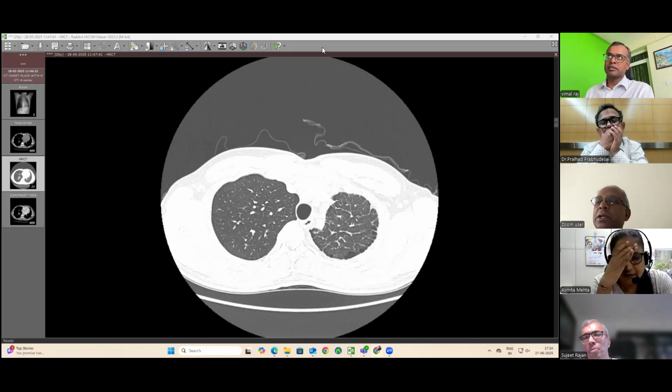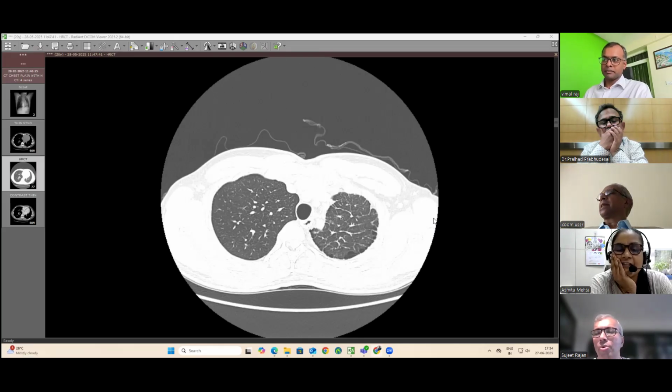And I think what we're seeing quite nicely is the smooth interlobular septal thickening here. Very typical of unilateral PVOD, as it were. Can you explain that once more, Vimal? I'm sorry, I didn't get you.